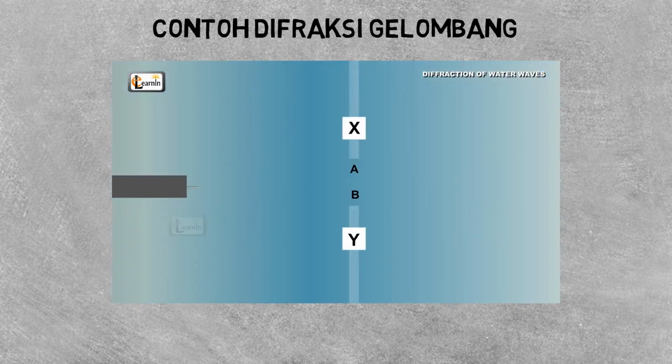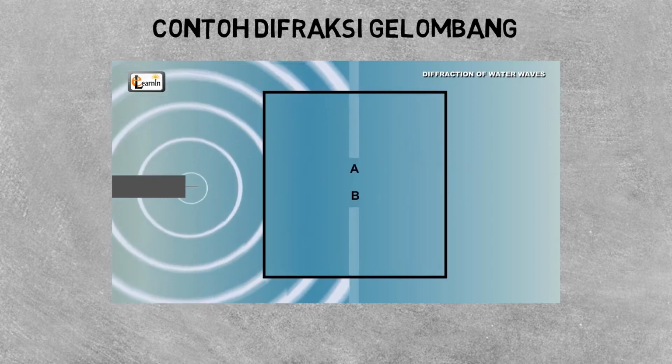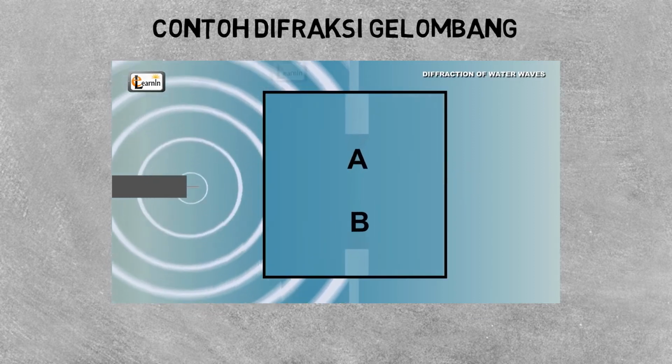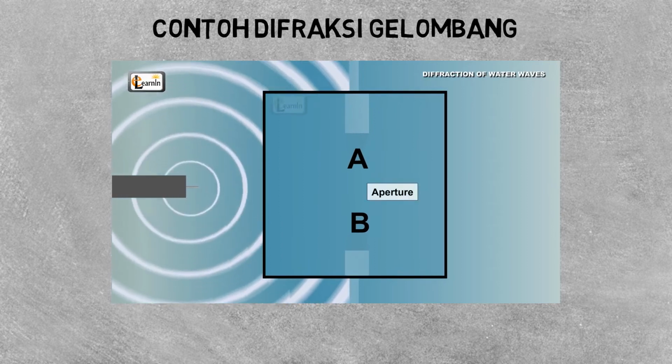Let X and Y be the two vertical glass plates immersed in the tank, far away from the vibrating source, such that there is a gap between them. The plane wavefront MN formed would be incident on AB, where AB acts as an obstacle. Any opening, such as AB, is called an aperture.